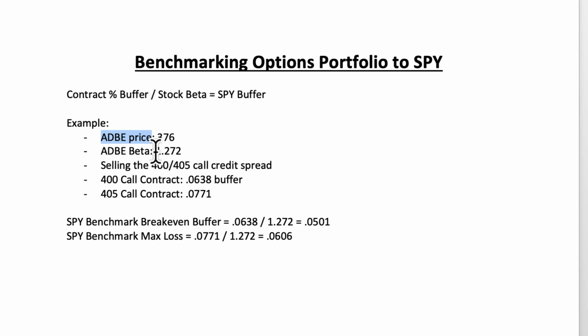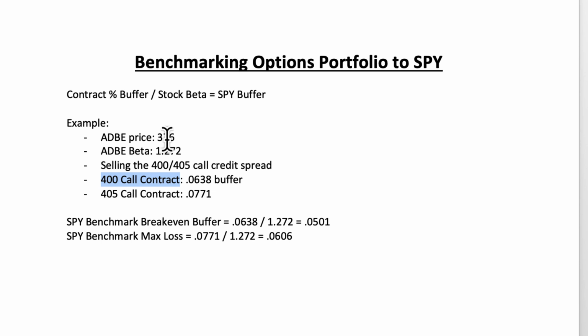In this case, Adobe's beta is 1.272. So that's basically saying, if SPY goes up 1%, Adobe is likely to go up 1.272%. Again, this is a model. It's not exact. It's just that over time, this is what has happened in the last 5 years with Adobe. So it's a good way to model overall portfolios and benchmark overall portfolios to the major indexes, in this case, SPY. So we were selling the 405 call credit spread. So our 400 call contract has a 6.38% buffer from the current price. Okay, so we're selling the 400 calls, we're buying the 405 calls.